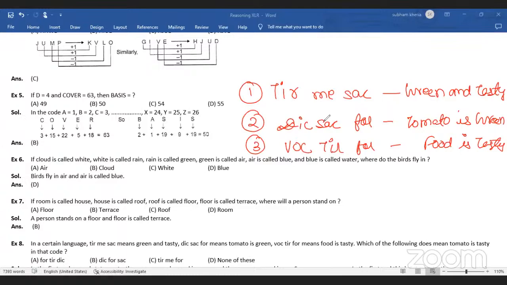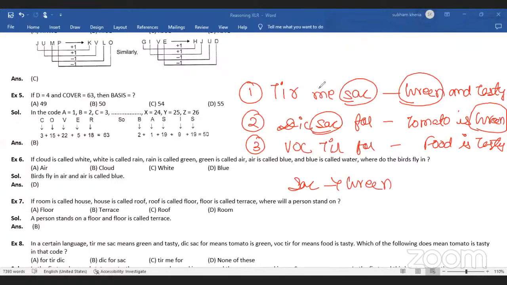Tar mein sack, dick sack for. In these 2, what is the common code? Sack for. This is the common code in the first and second statement. And what is the common word here? Green and tasty, tomato is green. Green. So I can directly write the code for sack is what? Green.